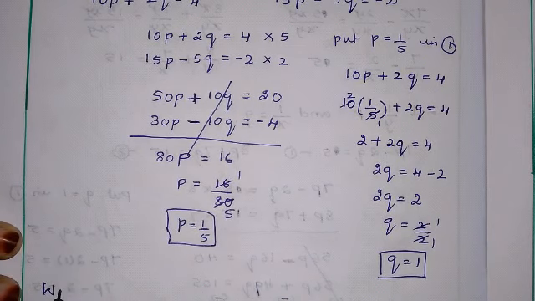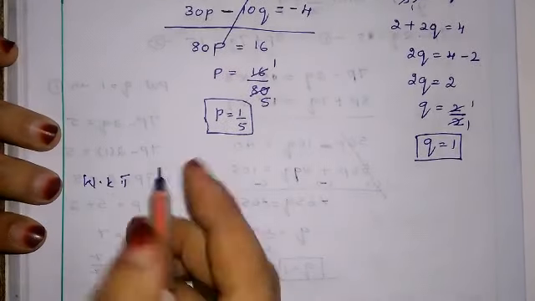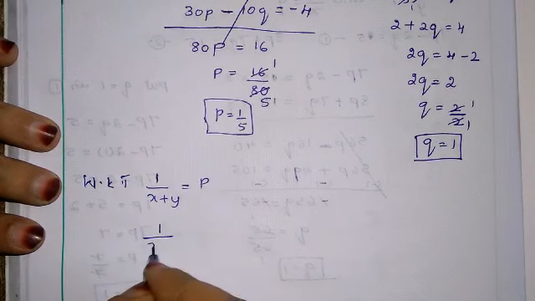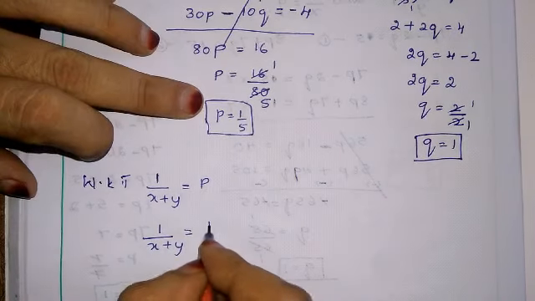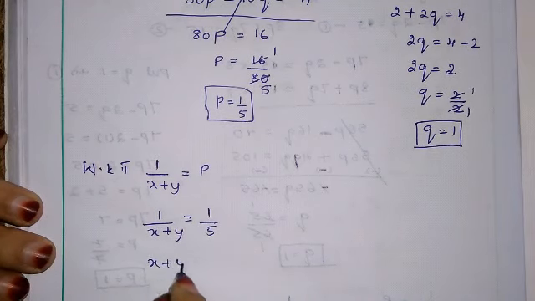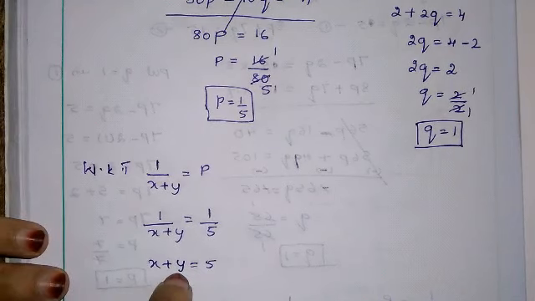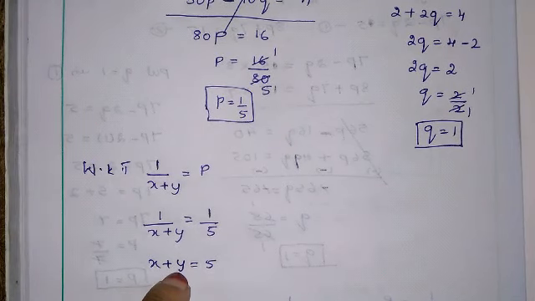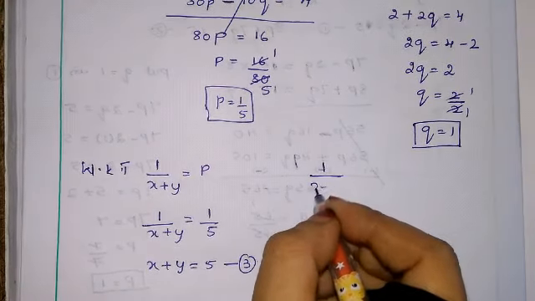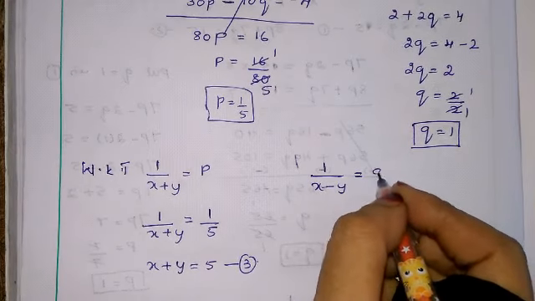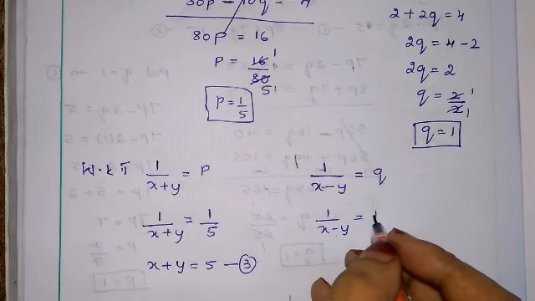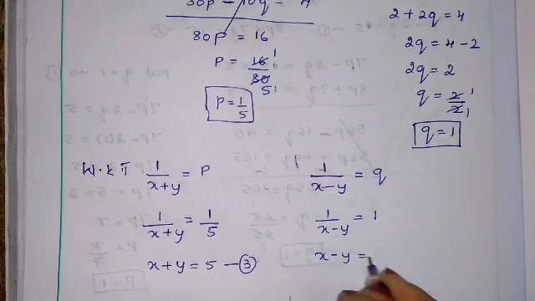Now p value we got 1 by 5 and q value we got 1. So we know that 1 by x plus y is equal to p. 1 by x plus y is equal to p is 1 by 5. So cross multiply: x plus y ones are x plus y, 5 ones are 5. Here we got one more equation. So first equations 1 and 2 we have taken. So this is 3. Now 1 by x minus y is equal to q. 1 by x minus y is equal to 1. So x minus y, ones are x minus y. So 1 as it is.